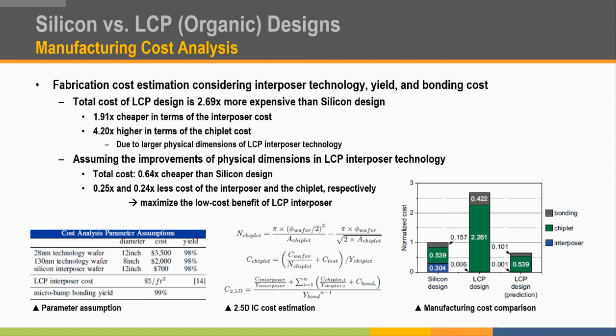We also performed the cost estimation of the LCP design assuming interposer technology improvement the same as the silicon interposer. In the predicted estimation, the interposer and chiplet costs have reduced to approximately a quarter. This predicted result indicates that the dimension improvement of the LCP interposer is necessary to maximize its low-cost benefit.